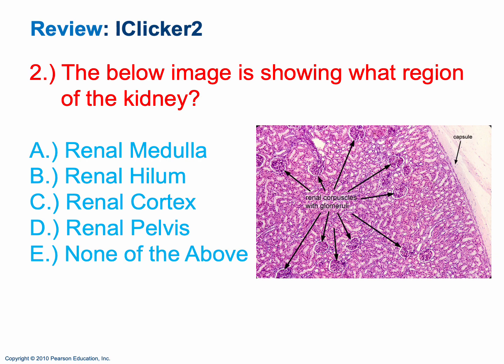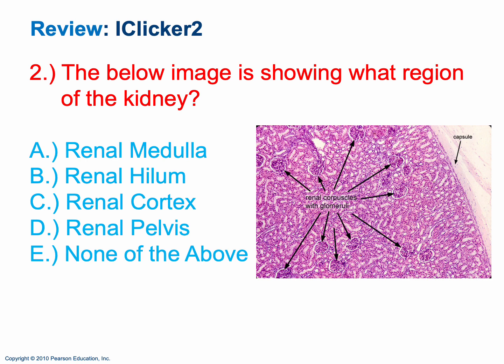Number two, some more histology. The below image is showing what region of the kidney? What region would this be? Of course, a good hint is, if you look at that image, you see a lot of glomeruli there. Glomeruli is the plural for glomerulus, the singular term.